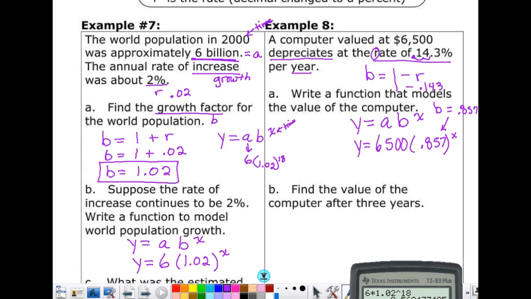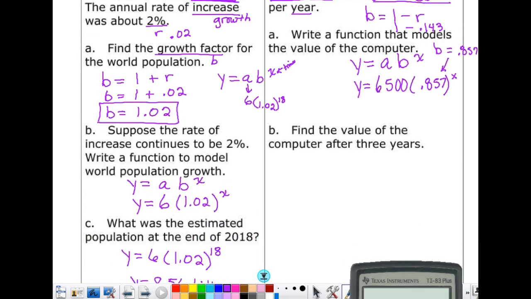So when it's growth, your B is 1 plus R. When it's decay, your B is 1 minus R. You have that written in several places in your notes, okay? So find the value of the computer after 3 years. So now they're giving us a time. 6,500 times 0.857 to the third power, because that's our time. So type that in your calculator.